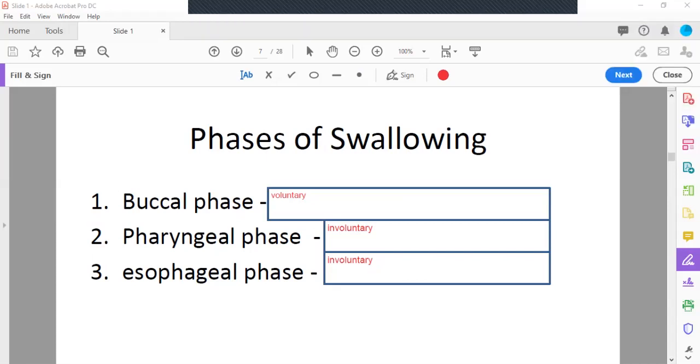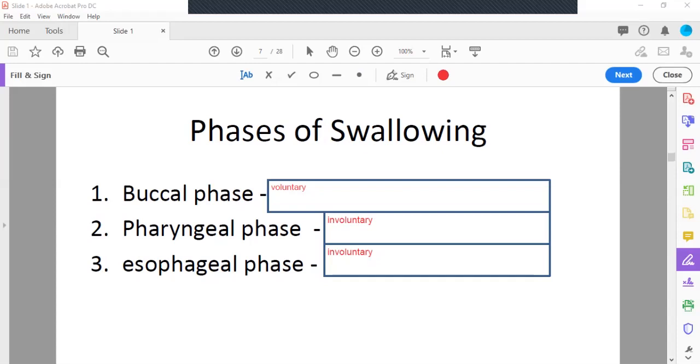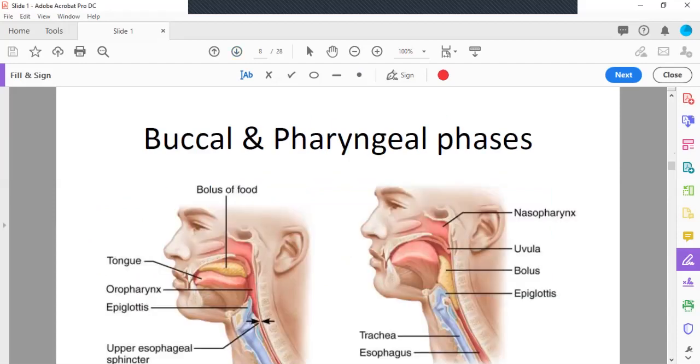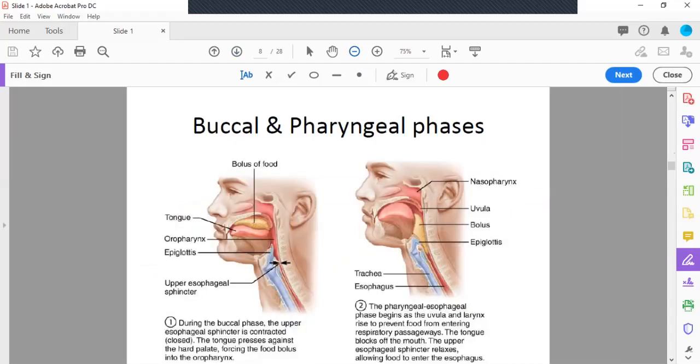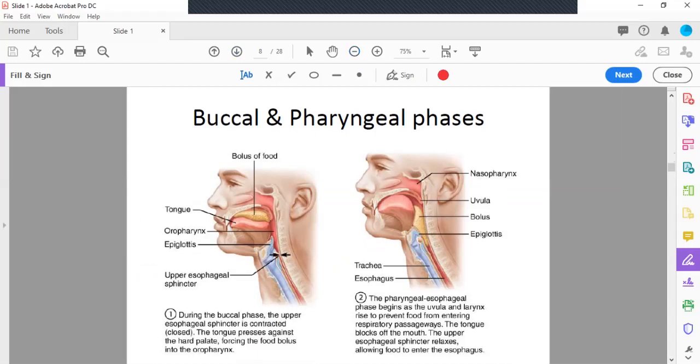So let's continue on to the next slide. Let's go over the buccal and pharyngeal phases. Okay, so let's go with the buccal phase first. The buccal phase is in the mouth, and the pharyngeal phase will be in the pharynx, that's obvious.